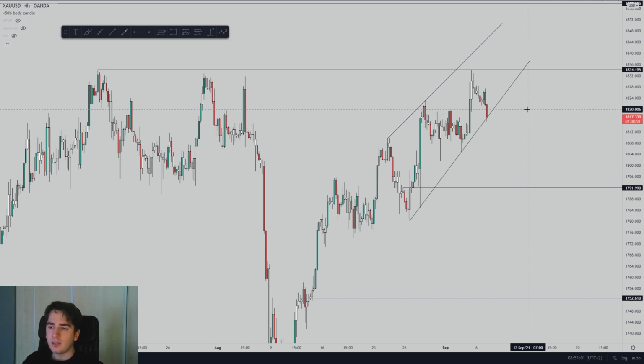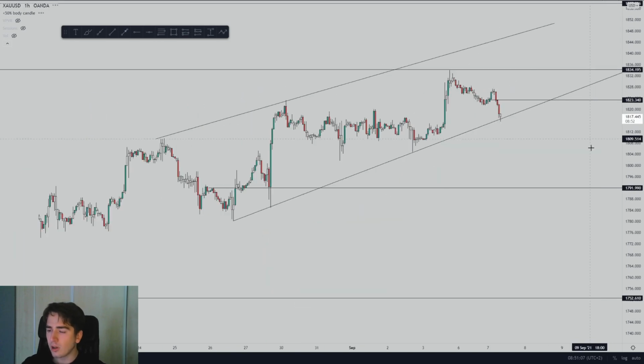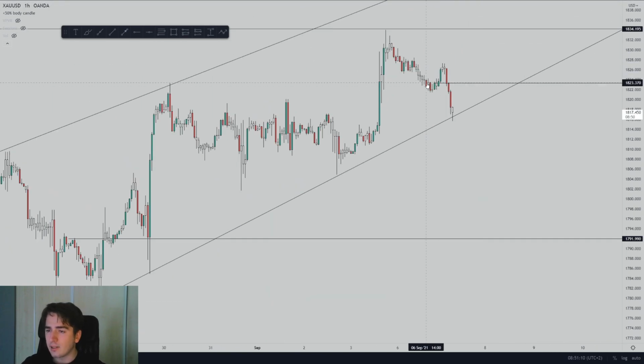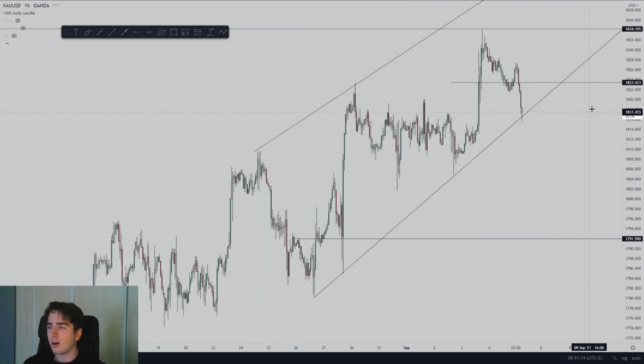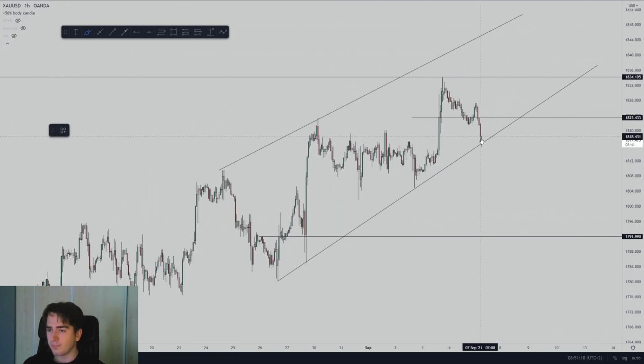Oh yeah, by the way, looking at this level over here on the lower time frame, that is these imbalances over here. So that is approximately 1823 and a half. That's kind of the level that I'm looking at for potential shorts on gold.